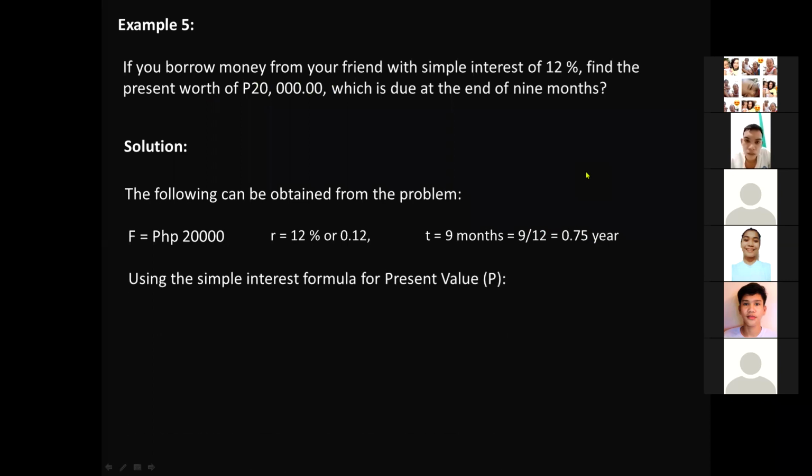Using the simple interest formula for present value, ito yan, di ba? Kung wala ka ng calculator, ito yung formula mo. P is equals to F over 1 plus RT. And then direct substitution ka lang. 20,000 over 1 plus 0.12 times 0.75. You will have a value of P which is equal to 18,348.62 pesos. So yun yung present worth ng 20,000.